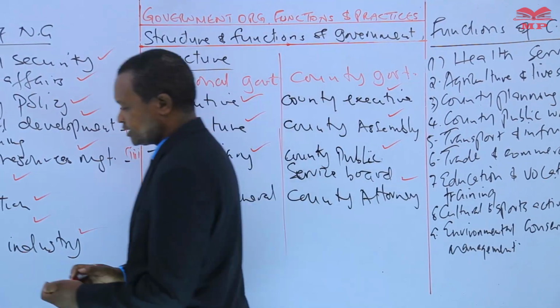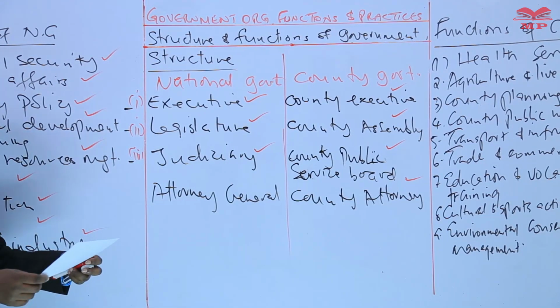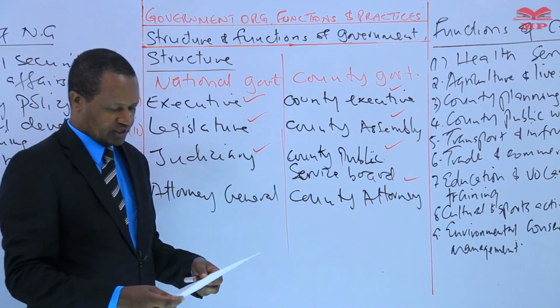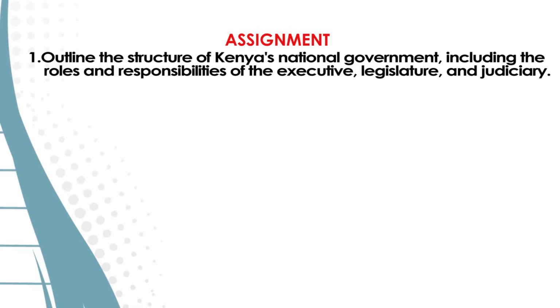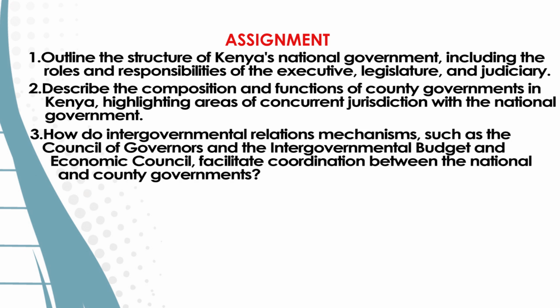I'm going to read to you today's assignment before we close the lesson on the subtopic structure and functions of the government. Number 1, outline the structure of Kenya's national government, including the roles and responsibilities of the executive, legislature, and judiciary. Number 2, describe the composition and functions of county governments in Kenya, highlighting areas of concurrent jurisdiction with the national government. Number 3, how do intergovernmental relations mechanisms such as the Council of Governors and the Intergovernmental Budget and Economic Council facilitate coordination between the national and county governments?